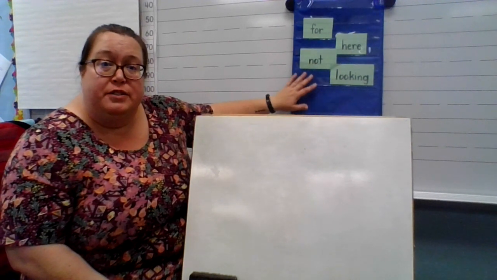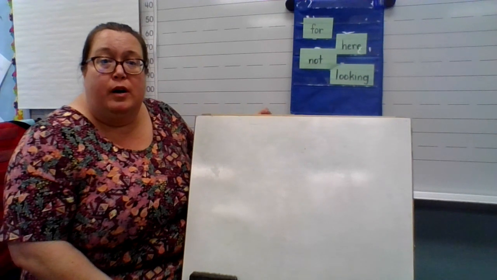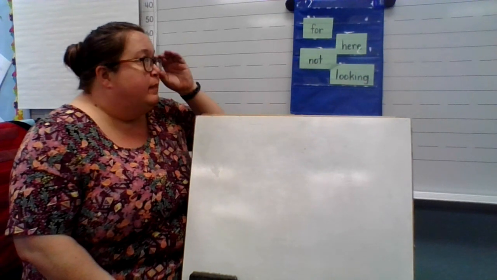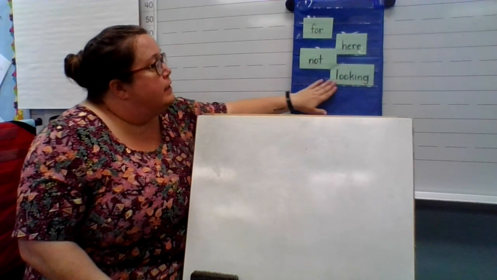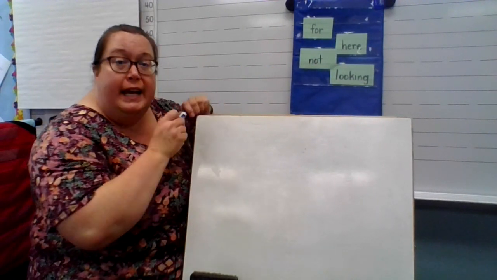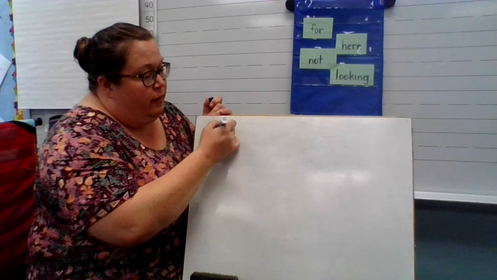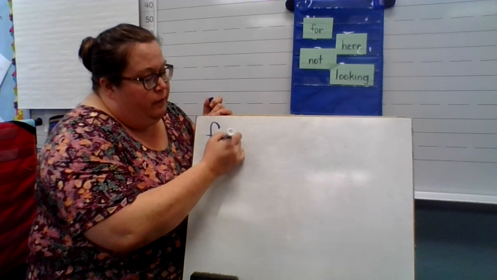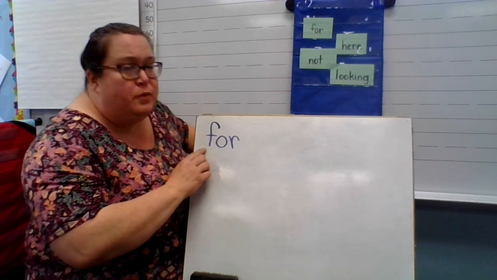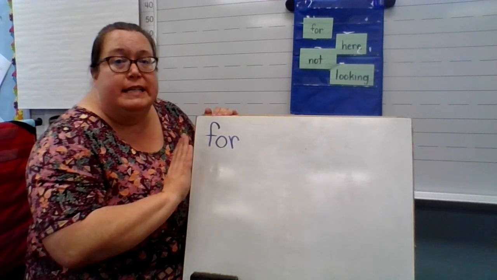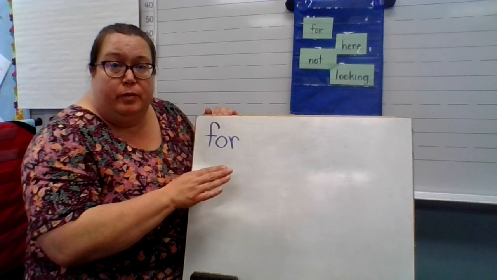Okay? So starting this week, starting today, we're going to start with this list here. I'm going to introduce the list and then we're going to pick one word a day to work on. The words are for, here, not, looking. And today we're going to work with the word for. Now, this word for is not the number word.